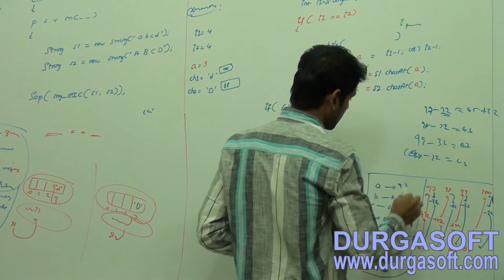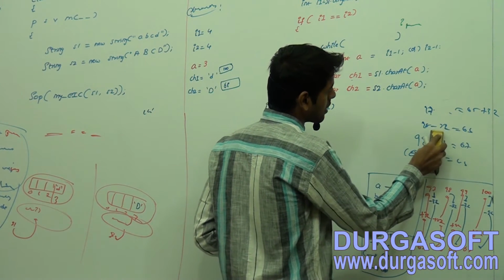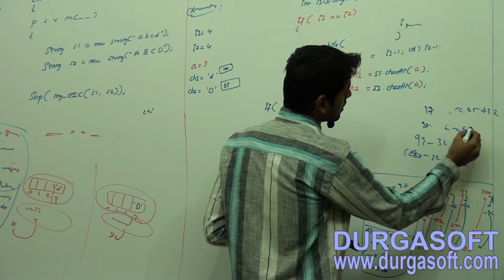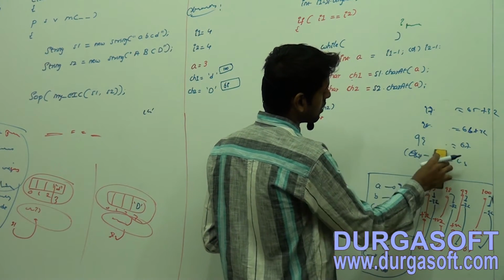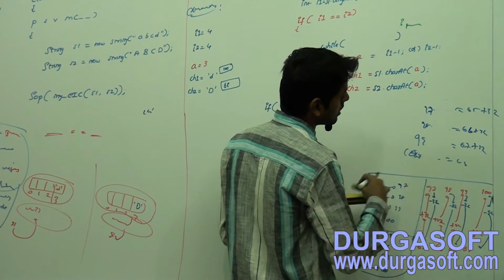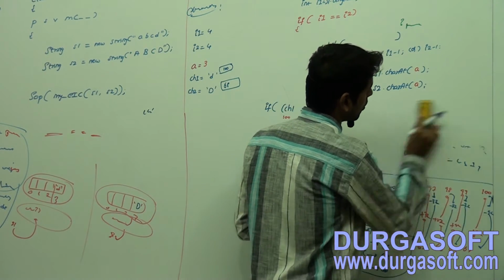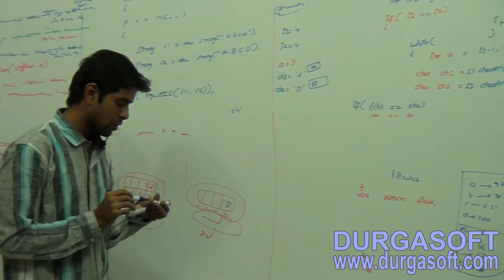32 plus 65, I will reach 97. 66 plus 32, 98. Observe this logic. And 67 plus 32, 99. Same thing. Now observe. I hope you understand this one.